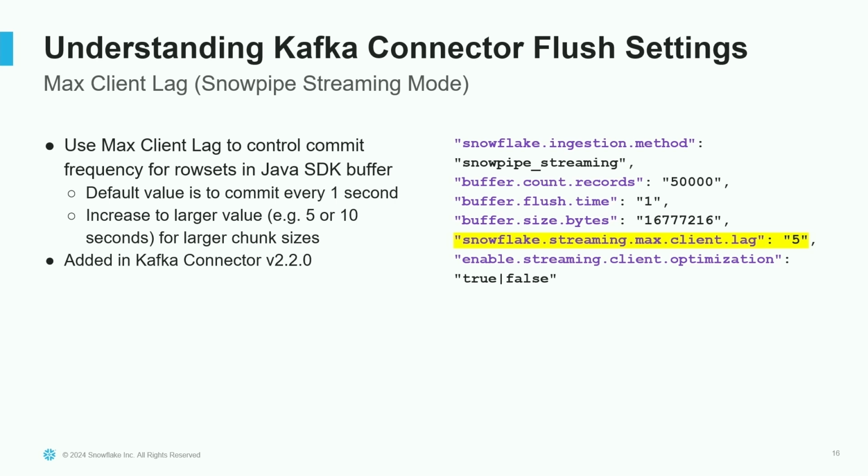That is, unless there's so much data that the SDK buffer flushes based on size. So it can flush based on one of two dimensions, either time or size. It's very similar to how the Kafka buffer works as well. One thing to note here is the default value for this is 1 second. So if you don't change it, you have your buffer flush time set to 1 second and your max client lag set to 1 second, you'll probably see data within Snowflake in like 2 to 3 seconds. That would be the fastest.